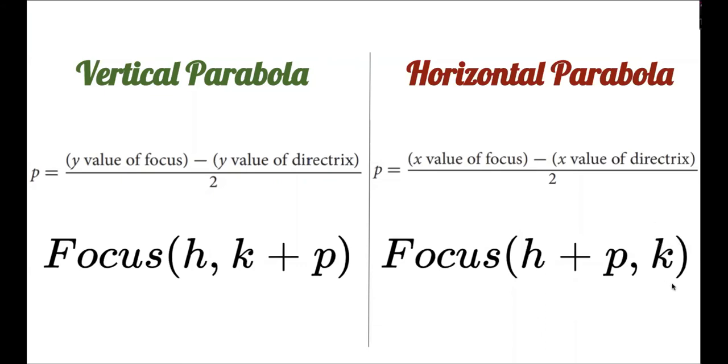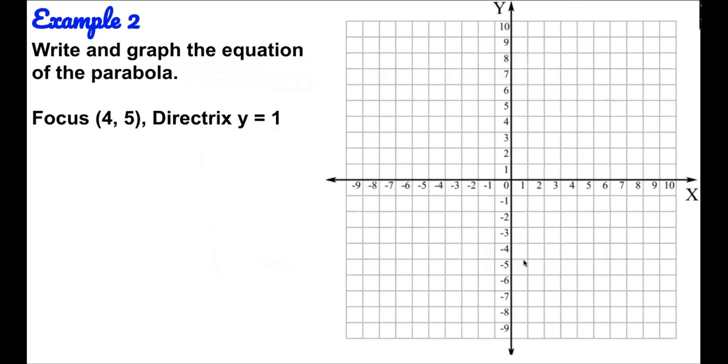So very similar steps. Now, instead of using our y values, we're going to use our x values, the focus minus that directrix, divided by 2, and we obtain the value of p. Then we can find the value of h once we are given p. From the focus, we use that information and then get our vertex, right? So we went over examples 1, 2, 3, and here goes example number 4. Number 4 says write and graph the equation of a parabola, focus (4, 3), directrix x equals 0.